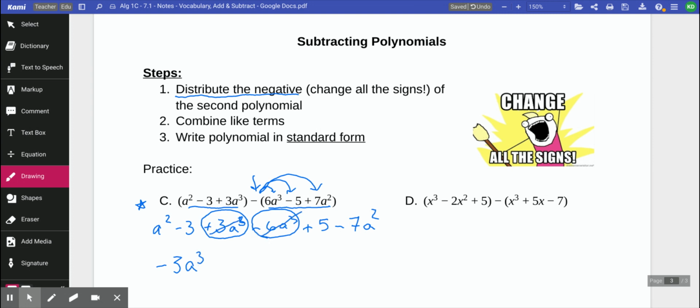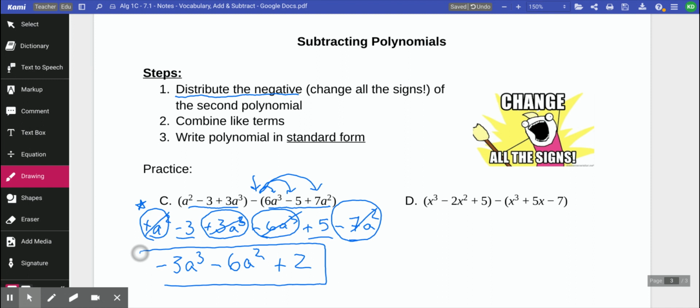And then we have negative 7a squared. I also see this is technically plus 1a squared. So 1 minus 7 is negative 6a squared. I don't see anything that's just an a, so our last two terms are going to be negative 3 plus 5, which is positive 2. And there we have a cubic trinomial, which is our answer in standard form because we started with the biggest exponent.